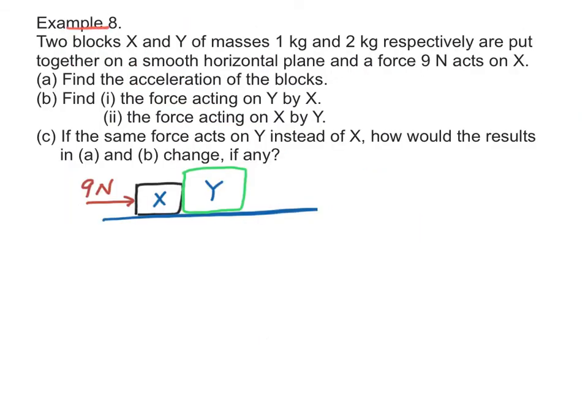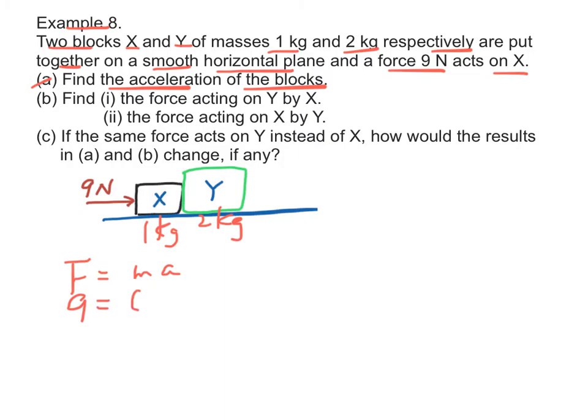The last example. Two blocks X and Y of masses 1 kg and 2 kg respectively are put together on a smooth horizontal plane and a force of 9 newtons acts on X as shown. Find the acceleration of the blocks. By F equal to ma, consider the whole system consisting of the two bodies. We have 9 equal to (1 plus 2) a. Therefore, acceleration is 3 meters per second square.